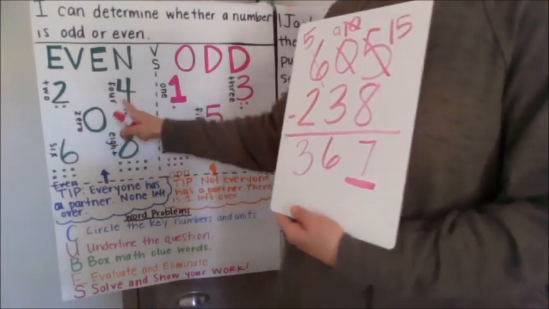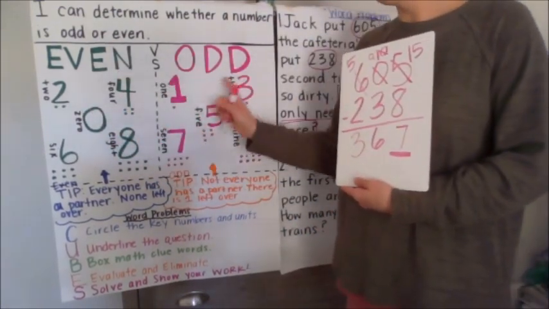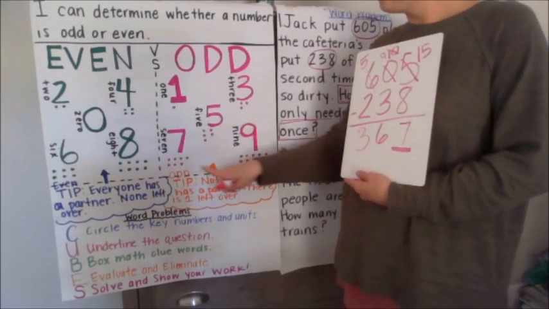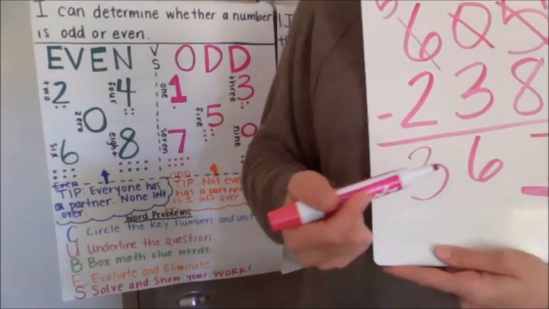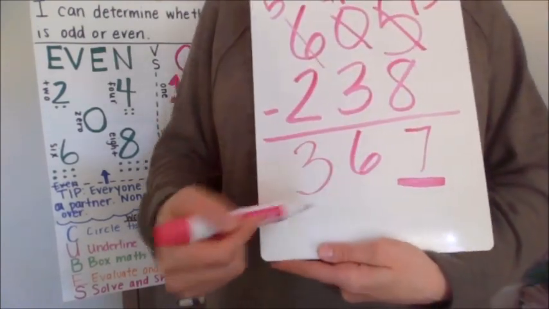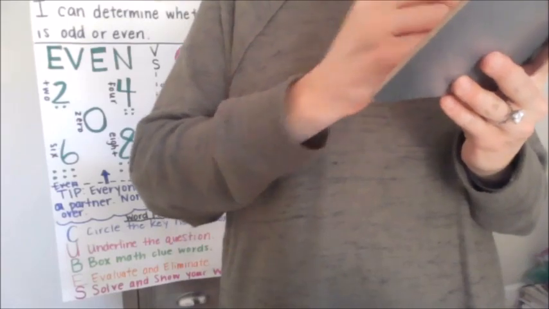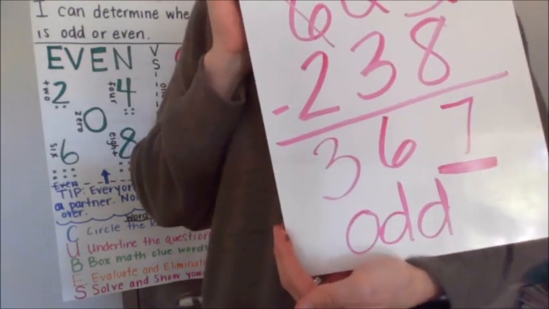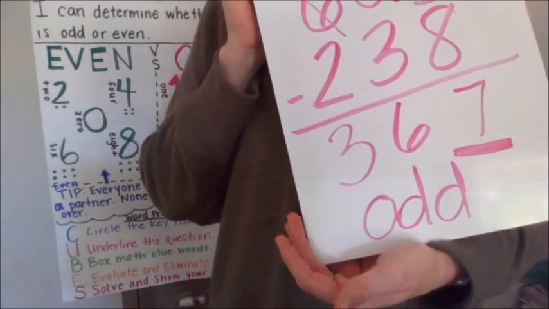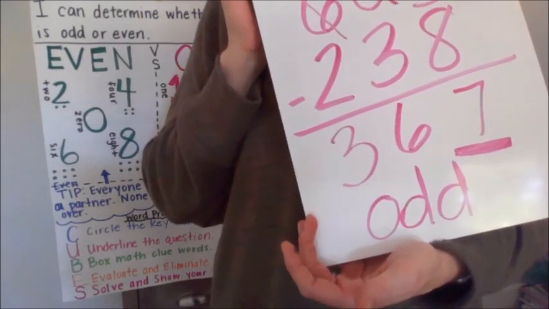Well, let's check. Let's look at the anchor chart. Do I see 7 under even or 7 under odd? Found it. It is under odd. So because there is a 7 in the ones place, this whole number is odd. So when you are using big numbers, numbers with more than one digit, all you do is look in the ones place to figure out if it's even or odd.